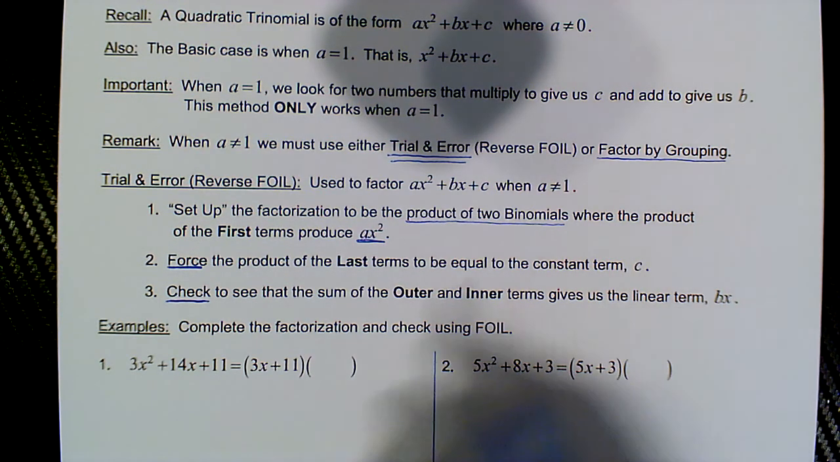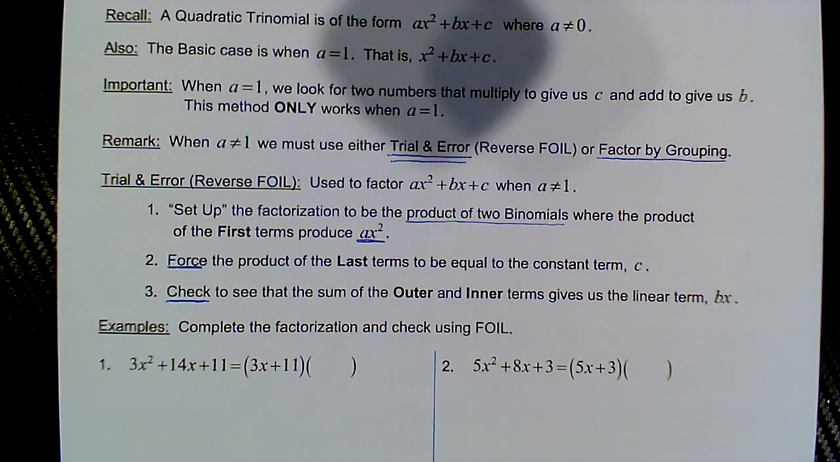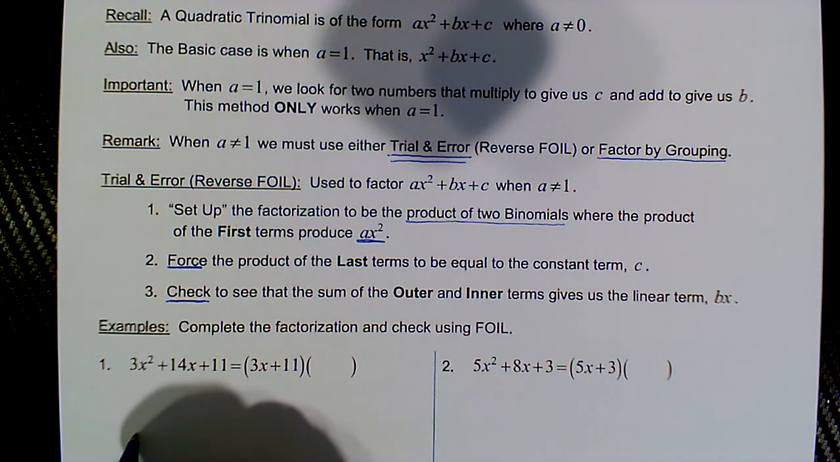So in these examples, we're given one of the factors. This kind of is a hint as to how to proceed. So we're going to complete the factorization and check using FOIL. This gets us warmed up to the idea.